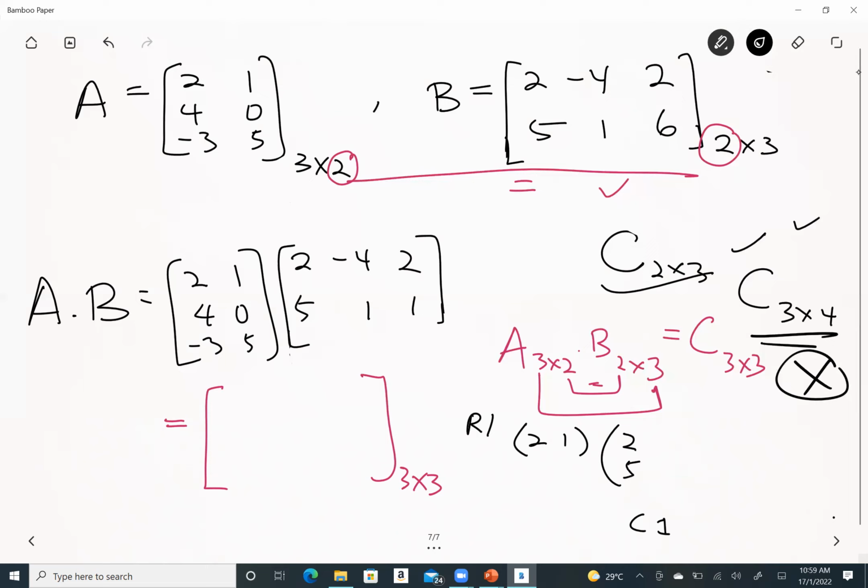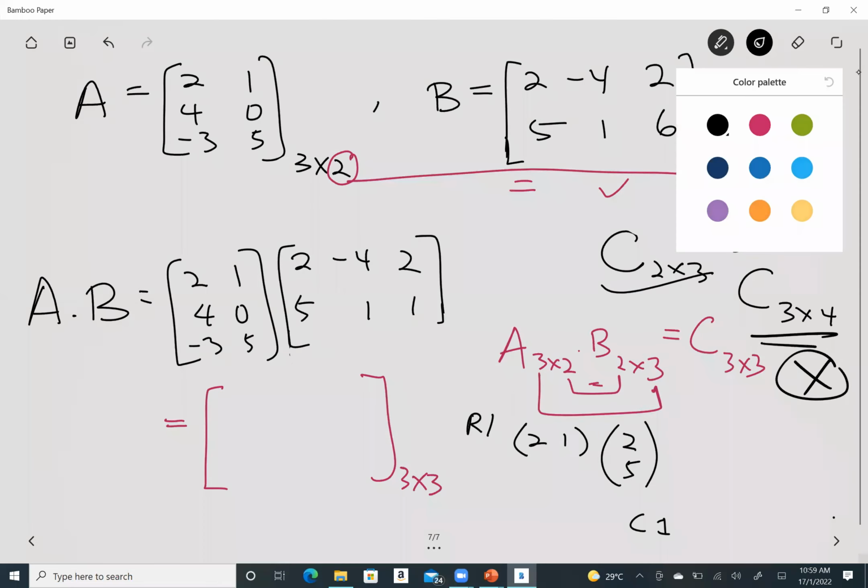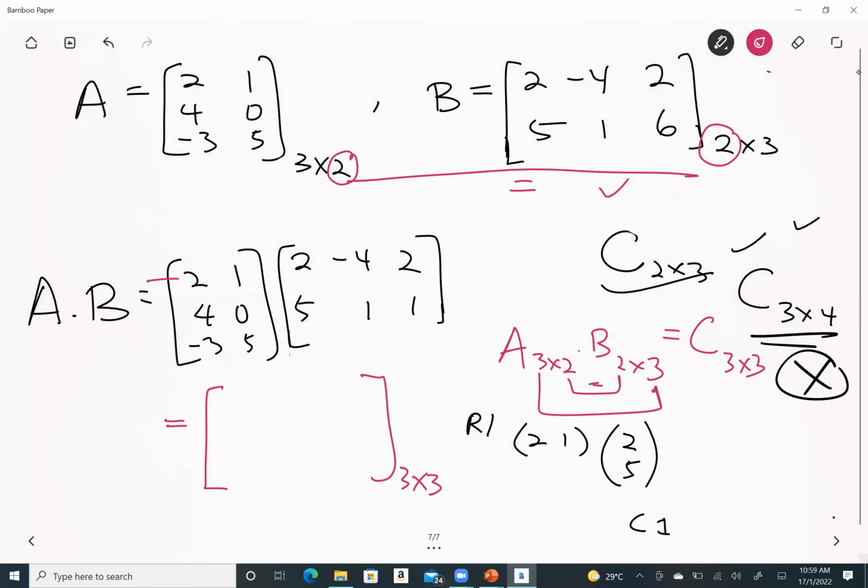2, 5. Okay, so in other words, what I'm doing, I multiply the first row with the first column, and then the second column, third column. So I do it here. So what is it equal to? You got 2 times 2 plus 1 times 5, that is equal to 9. So that will be equal to C11.